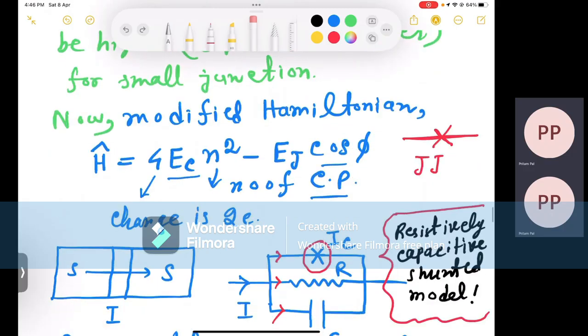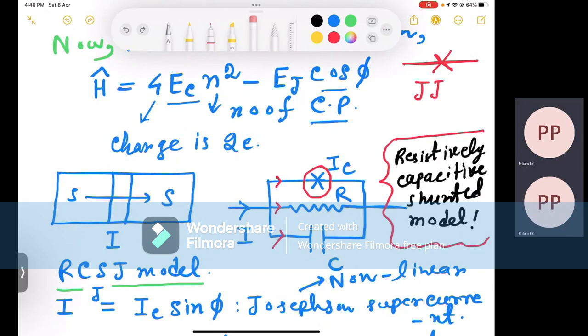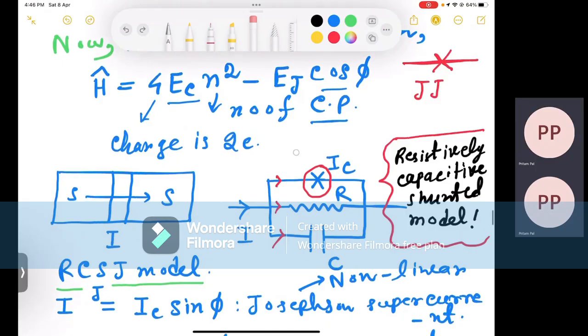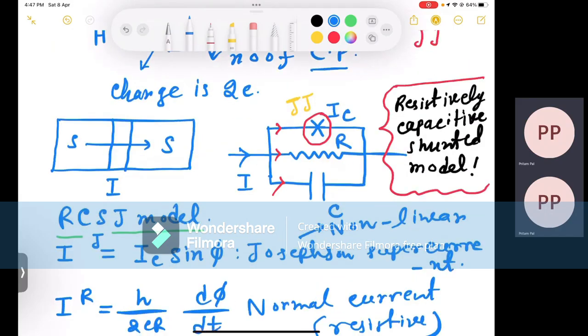Okay. Now let's focus on this portion. This is your Josephson junction. Fine. And this is the resistive and this is the capacitive contribution. So this is called the RCSJ model, the resistively and capacitively shunted junction model. Shunted means it's in parallel configuration. That's why it's shunted, and this model is called the RCSJ model.